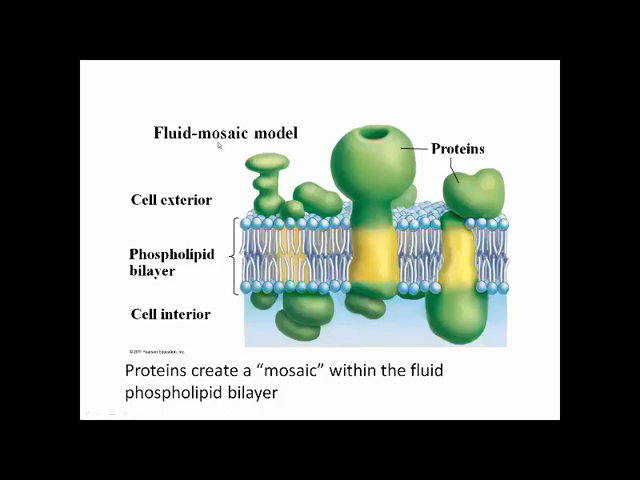The mosaic part of the model is the fact that there are all these crazy proteins in all kinds of different places. The protein content is a mosaic, it's not a consistent content, and a lot of these proteins can actually travel within the membrane if they're not anchored down by the cytoskeleton or the extracellular matrix.